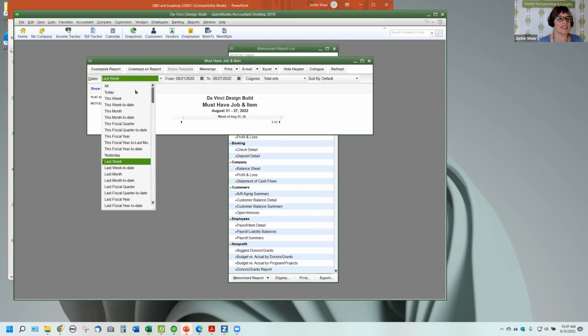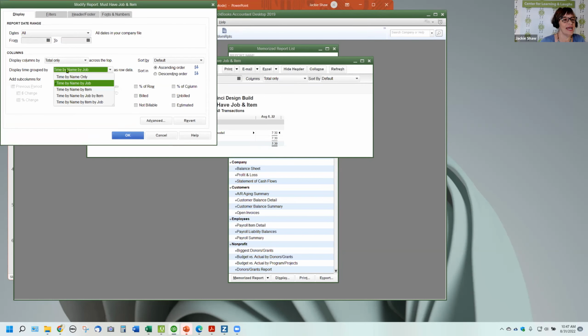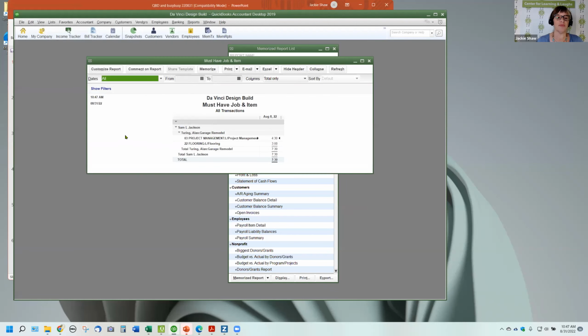I'm going to show all dates because we were out playing with this and I know there's data in here. So this one says must have job and item. Now, these reports, this is a time by job. I can do a time by job by item, right? There's all these time by job reports.